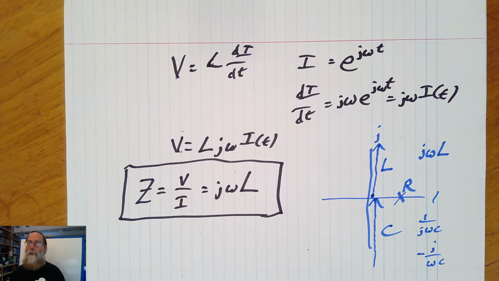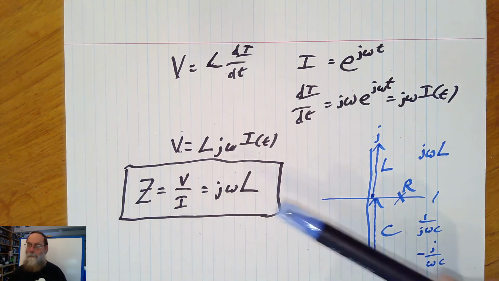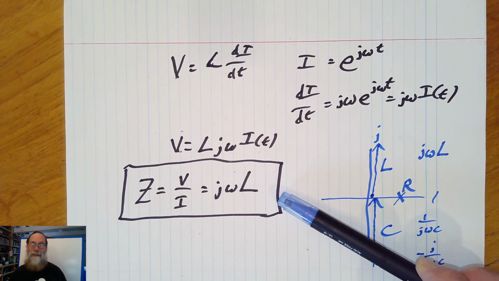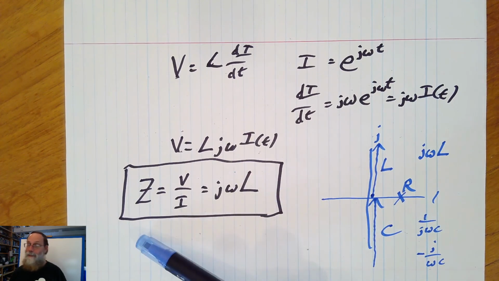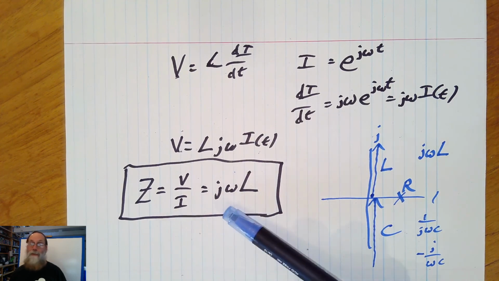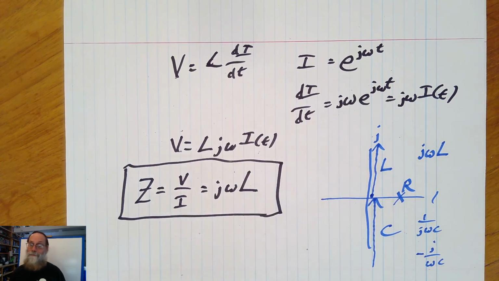We'll look in future videos at how you can affect the inductance of a wire, and we'll look at what happens if we combine inductors with other components. But for now, memorize this formula: Z equals j omega L. The impedance is j times omega times the inductance. That's it for now.